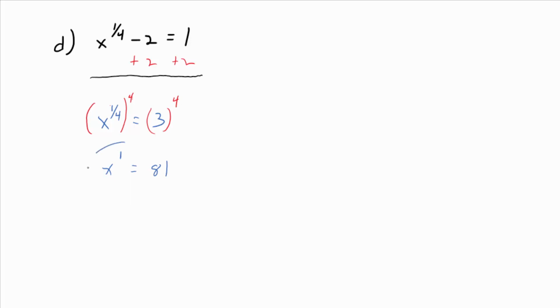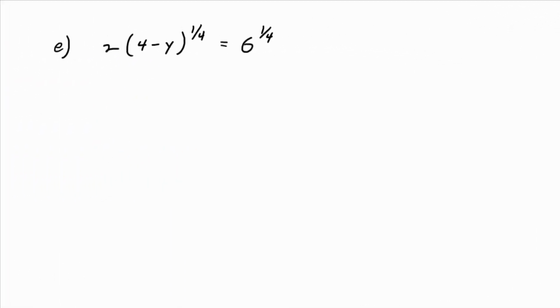So it works in terms of exponents. You get x is equal to 81. And you could check it because you plug it back in: 81 to the 1/4 is 3, minus 2 is 1. Easy to check. So those laws of exponents, we can use those for solving what are really radical equations, right?